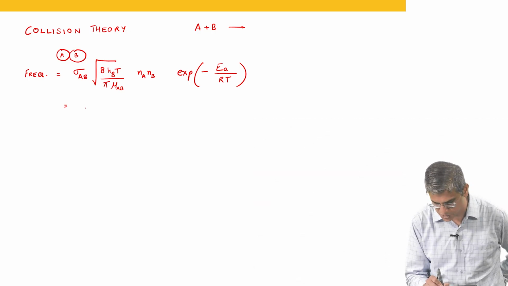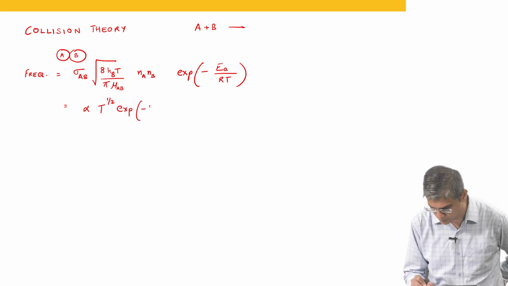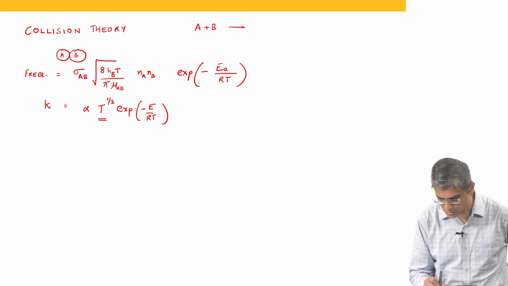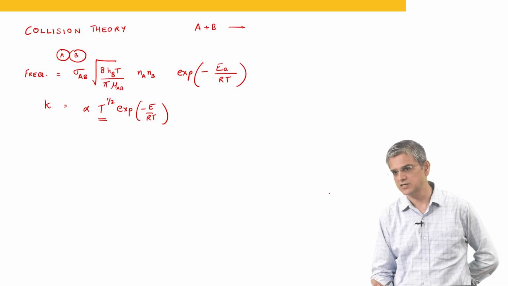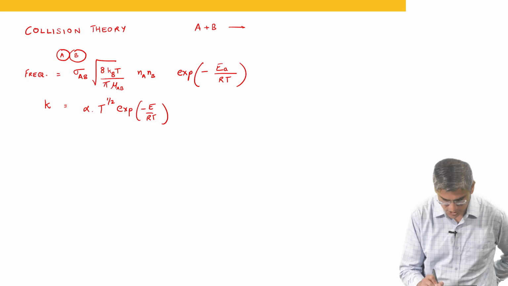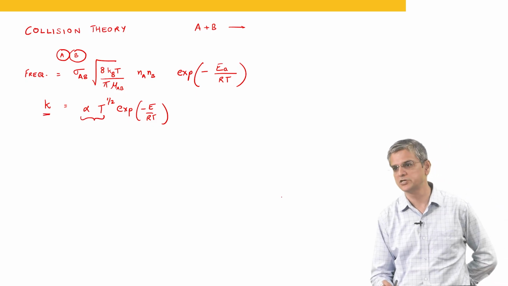Okay. So, if you look at this, you can see this as some kind of a constant multiplied by T to the power half multiplied by e to the power minus E by RT. So, this is your pre-exponential factor. If you look at collision theory, this is the rate constant, and the pre-exponential factor is proportional to T to the power half.